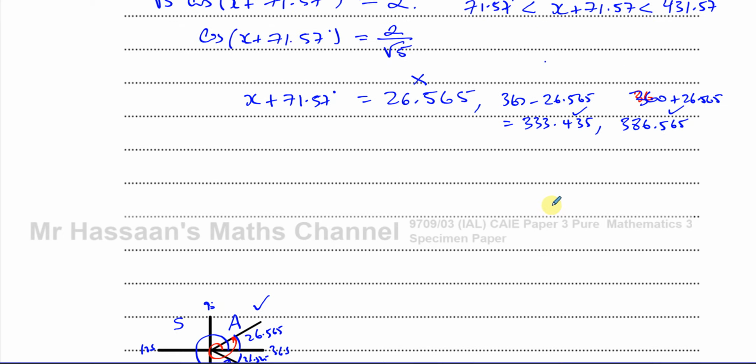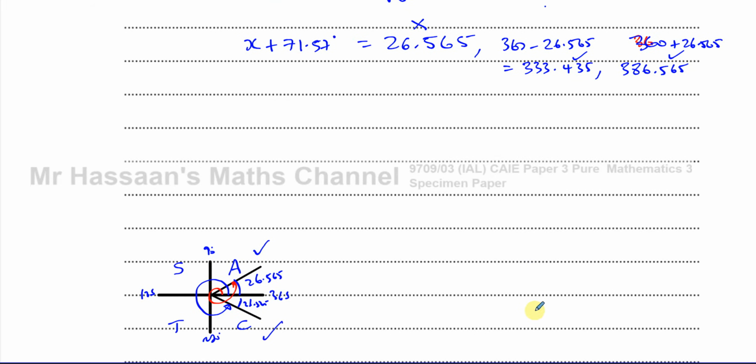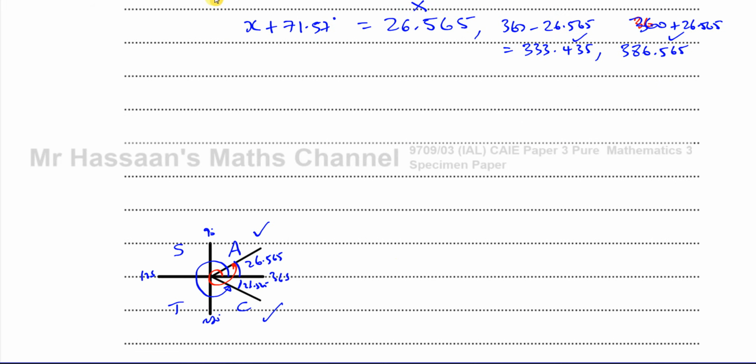Okay, so now we can go on to find what x is. Right, there's also an alternative way of doing this, and that is by using the cosine curve. If you think about the cosine curve, it looks something like this.